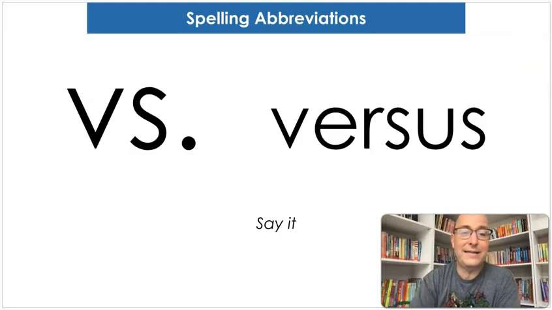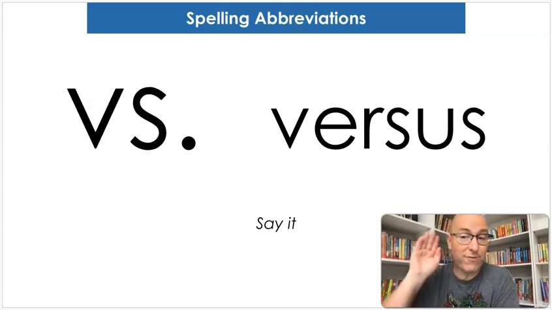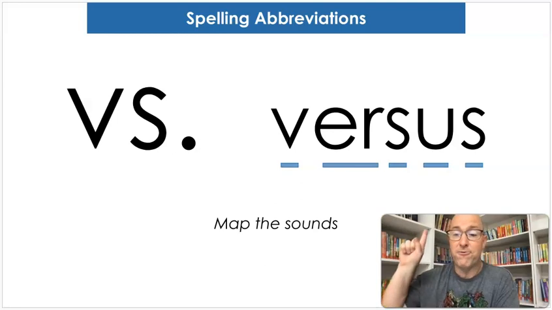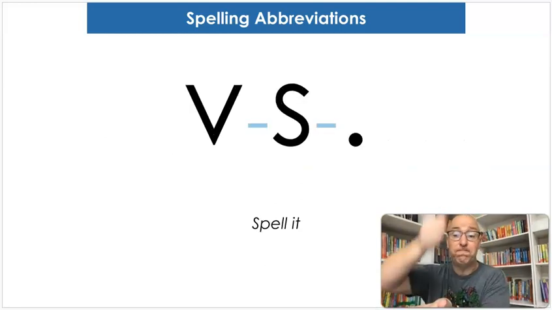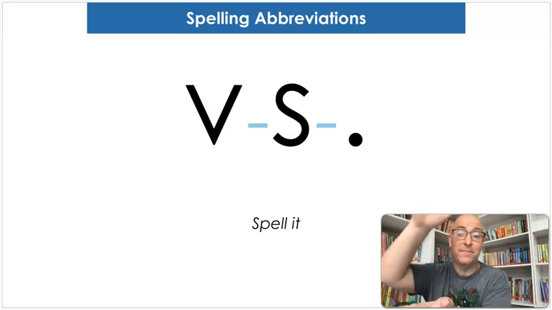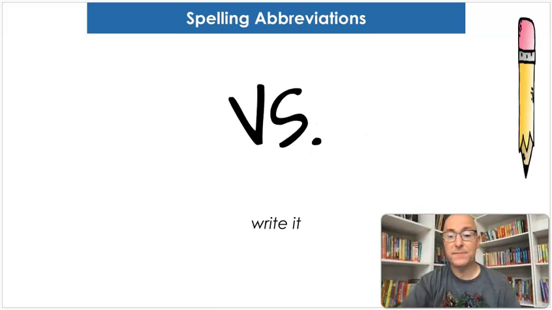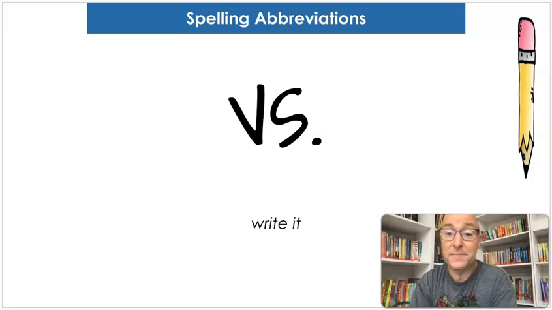Our next one is verses. Say verses. Map the sounds. V, s, s. Verses. Spell it. V, s, period, verses. And write it. V, s, period. Lowercase, of course. It's not a proper noun.